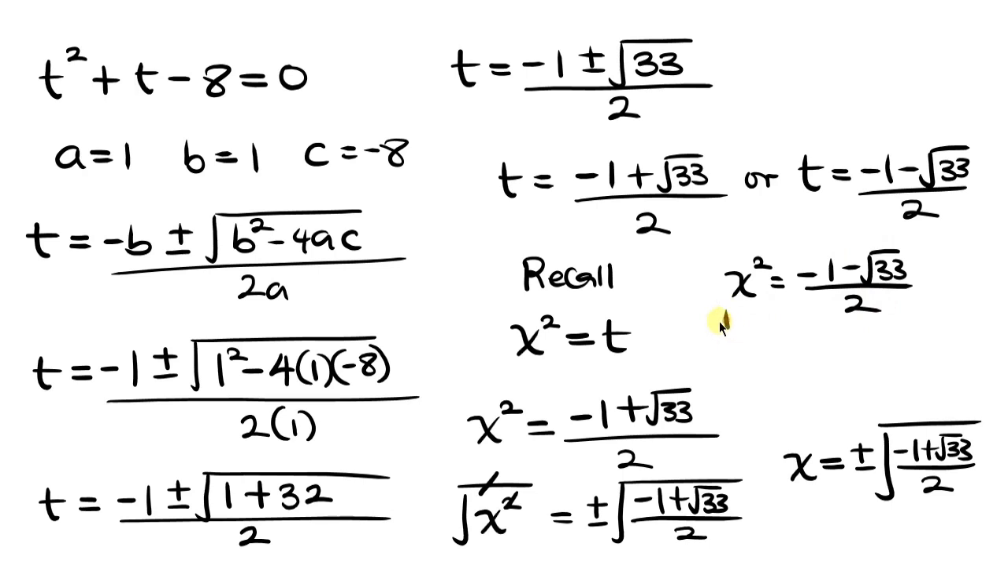So here cannot be positive and here be negative. So this is not possible. So we're going to be rejecting this answer. So we are only left with two solutions for x.